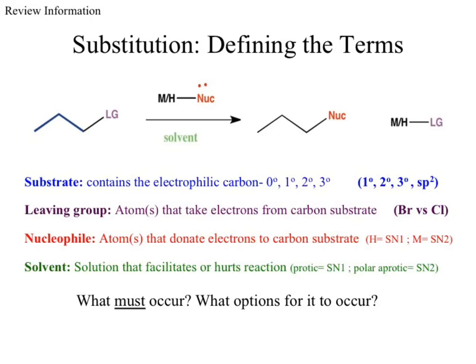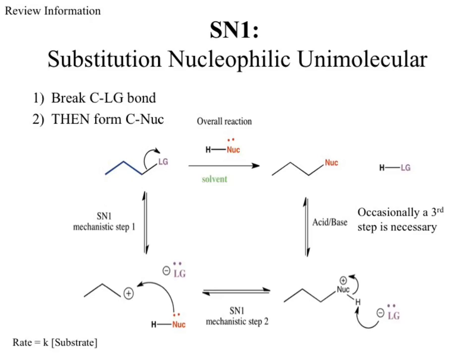So our defining terms, this is just review information from our substitution chapter. Those are our 4 primary sections. What we would then do is break that down into each of the individual mechanisms. You've got your SN1 mechanism, which happens officially in 2 steps. Depending on the substrate used, you might see it in 3 steps because we have to pull off a hydrogen, right, to get it into its neutral state.